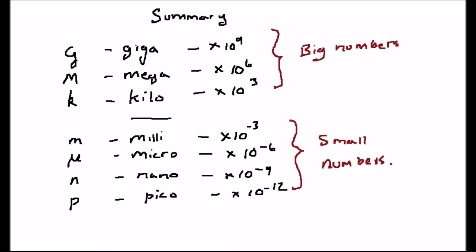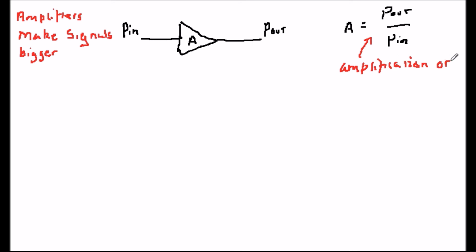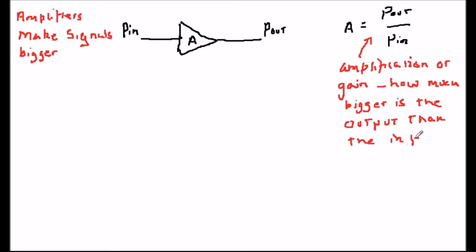I'd like to discuss something else in this video which is closely related. Sometimes we have to deal with very large or very small numbers in electronics, and it's not convenient to do it with the system that I've just outlined. For example, consider an amplifier with an amplification of 10 million. This means that the output is 10 million times bigger than the input. An amplifier is a circuit which makes signals bigger. So if we put in 1 microwatt to the input, we'd expect 10 watts to come from the output.